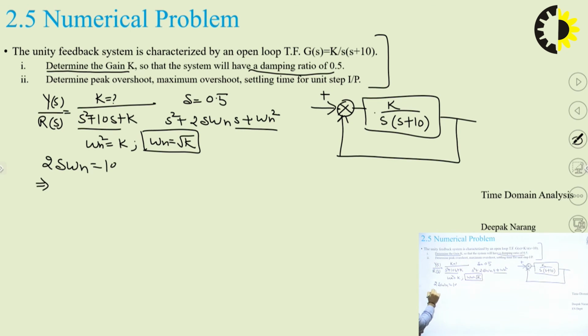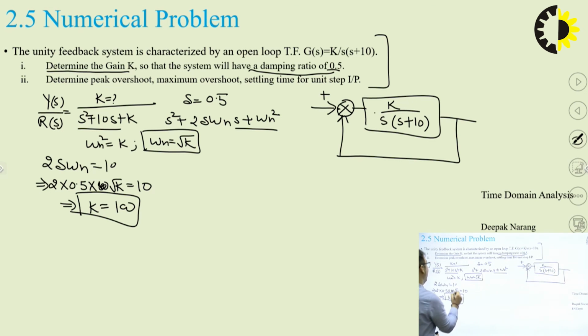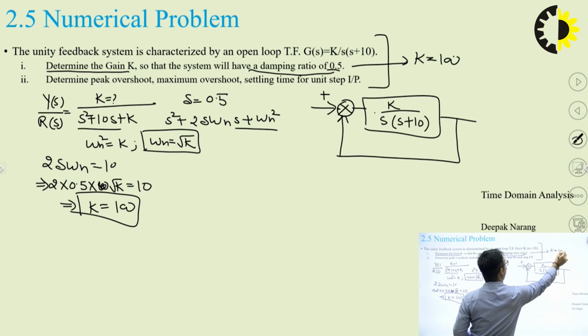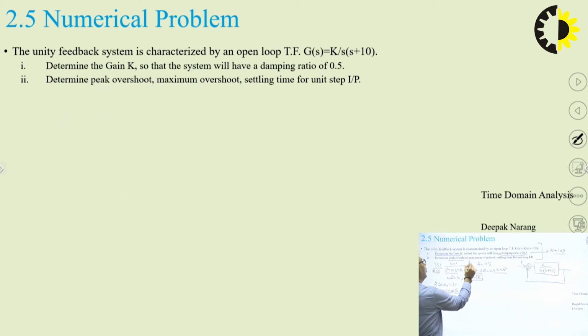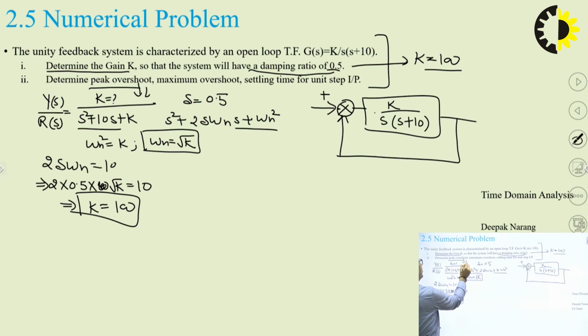This implies 2 into 0.5, as delta is given as 0.5, and omega n is square root of k, this is equal to 10. So if we square both sides, k is equal to 100. So the first part we have obtained: the value of k for this part is equal to 100. Next part is to determine the peak time, maximum overshoot and settling time.